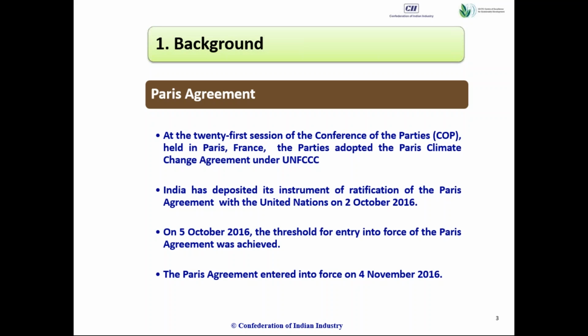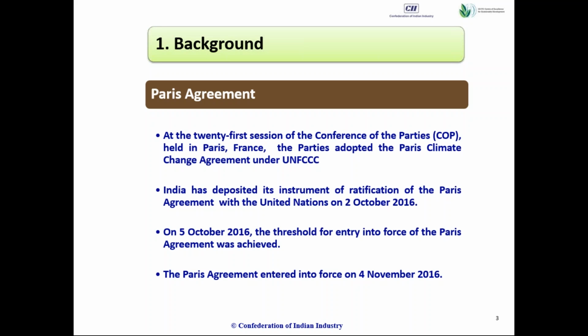For any agreement to come into force, a minimum of 55% ratifications is needed. So last year, the UNFCCC received the threshold, and the Paris Agreement has now come into force as of 4th November 2016. There are three main articles in the Paris Agreement which are of importance.